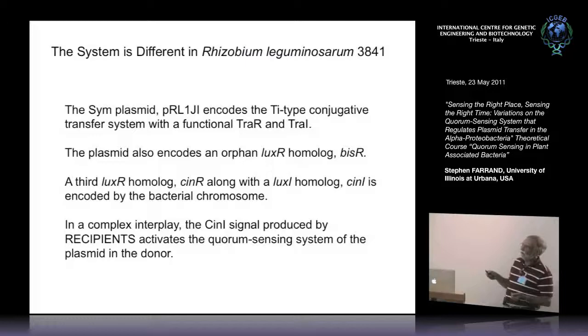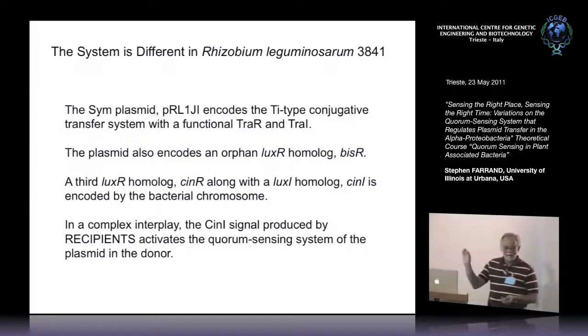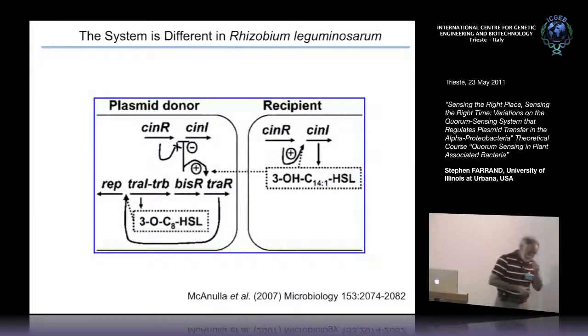So there's a complex interplay between the Cin signal produced by recipients, and this activates the quorum-sensing system of the plasmid donor. So remember, in the Agrobacterium system, the tumors induce the conjugative transfer system via the opines. In this rhizobium system, the recipients, the girls, tell the boys, turn on. Seems to be the way things work in this world. Okay, so I'm going to try to puzzle this through. This has always been a puzzle to me, but let's see if we can work this out.